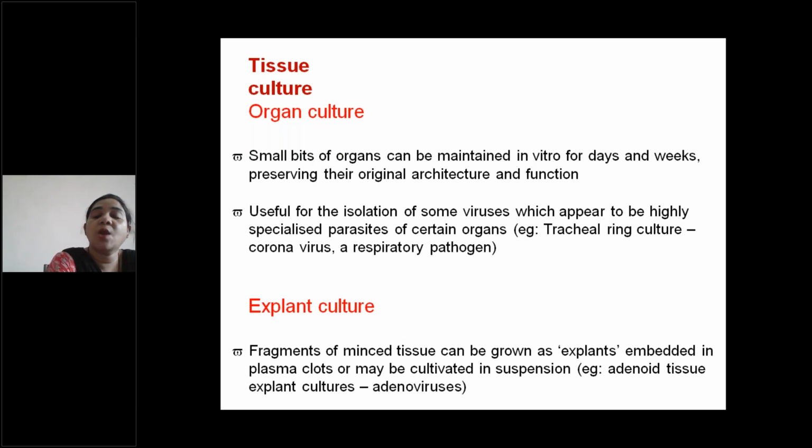Okay, so first one is organ culture. What is this organ culture? You take small bits of organs and you maintain them in culture for several days or weeks. The original architecture and function of the organ is usually maintained. The most common type of organ culture used for coronavirus is tracheal ring culture.